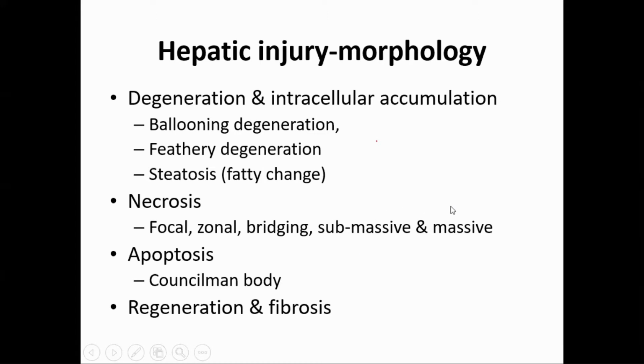So submassive and massive necrosis is very dangerous. Apoptosis of the liver cells leads to formation of a councilman body. I will show later what that is. And there is regeneration. So the effects of hepatic injury are degeneration, intracellular accumulation, necrosis, apoptosis, and regeneration. When the liver is injured, you can see all these things.